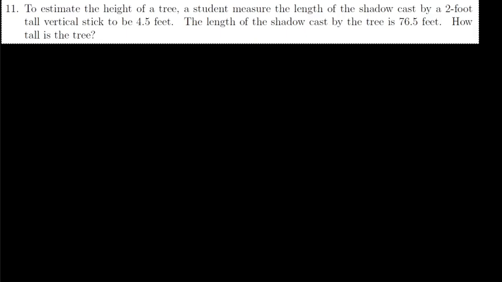All right, number 11. To estimate the height of a tree, a student measures, sorry, there's a little typo there, measures the length of the shadow cast by a 2-foot tall vertical stick to be 4.5 feet. Right. The length of the shadow cast by the tree is 76.5 feet. And the question is, how tall is the tree? Okay. So at this point, maybe a picture might help. So here's the ground, right? Here's my tree.